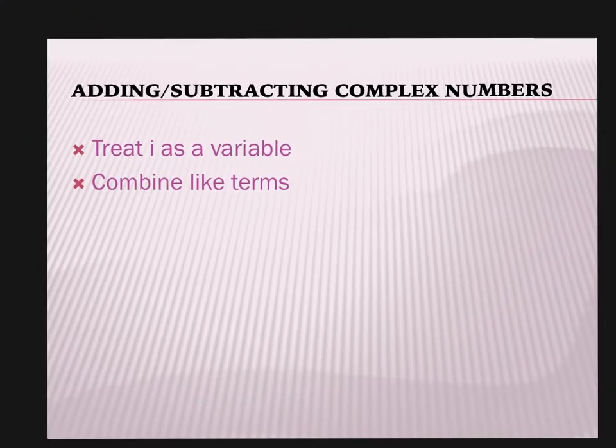All right, adding and subtracting complex numbers. You're going to treat i just as though it was an x, like it's a variable, and then combine like terms. So two terms that have the i on them can be combined. Two terms that don't can be combined. But you can't do 2 plus 3i and combine that into 1.